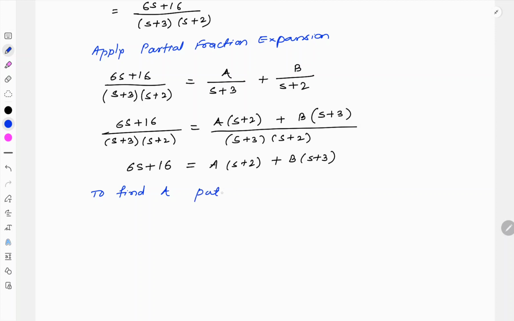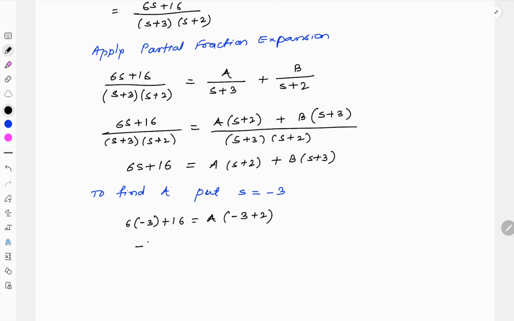now see what arrangement we have to do. We need to find A. The root associated with A is s plus 2 and the root associated with B is s plus 3. So we have to make the term of B zero. So I need to substitute a value of s such that B becomes 0. Here s plus 3, so to make B zero we need to substitute s equal to minus 3. Minus 3 plus 3 becomes 0. Therefore we get 6 into minus 3 plus 16 equal to A into minus 3 plus 2.